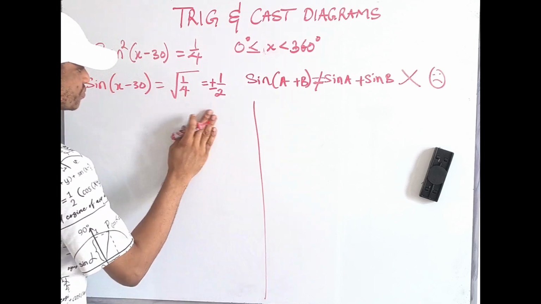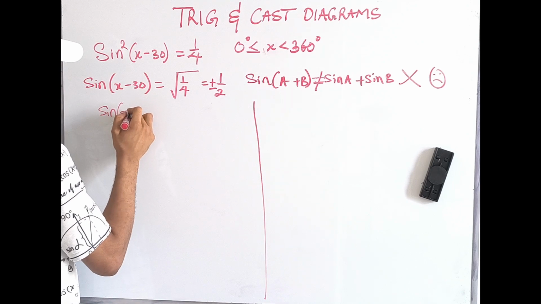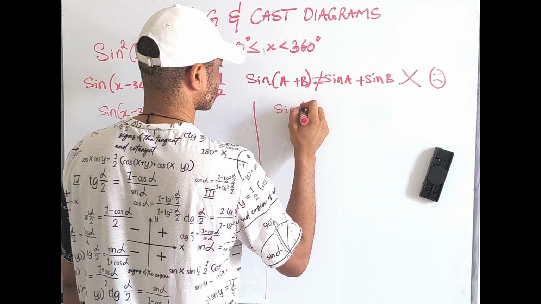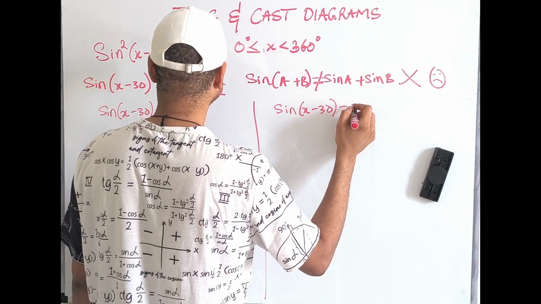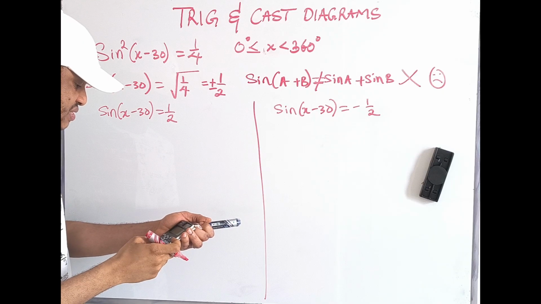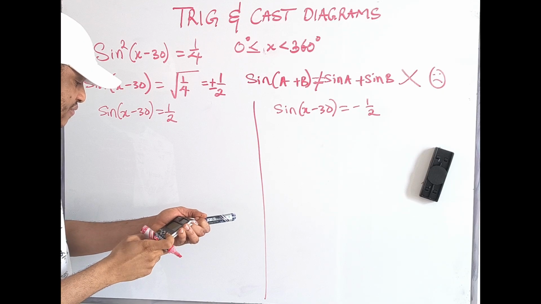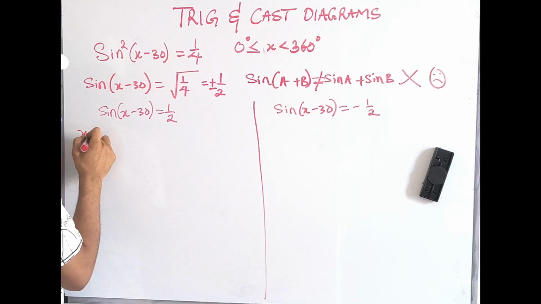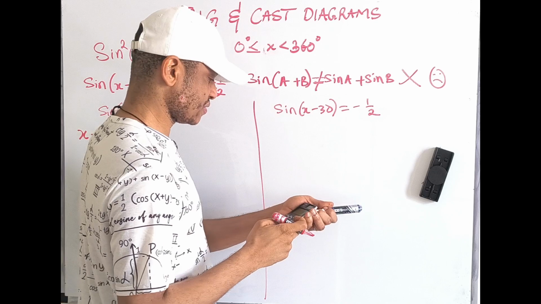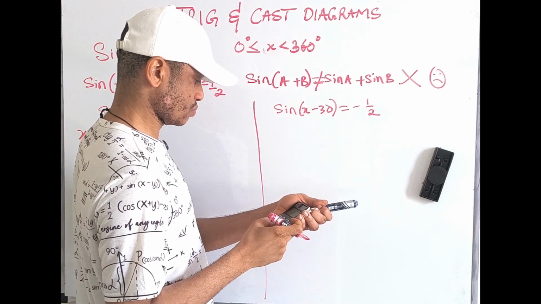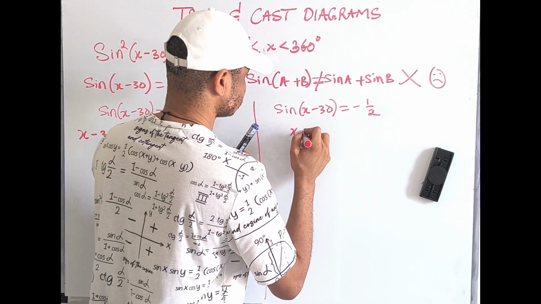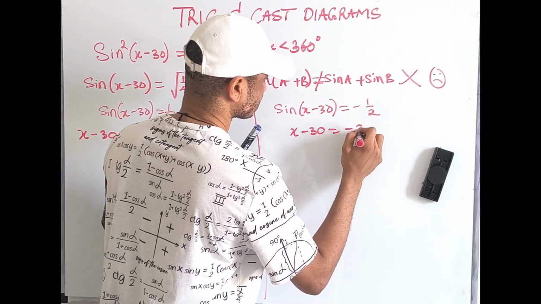So I'm going to have sine (x minus 30) is equal to 1 over 2, and sine (x minus 30) is equal to minus 1 over 2. So I'm going to take the inverse, shift sine inverse of 0.5. I'll get 30. So x minus 30 is equal to 30. I will take shift sine inverse of minus 0.5. I will get minus 30.